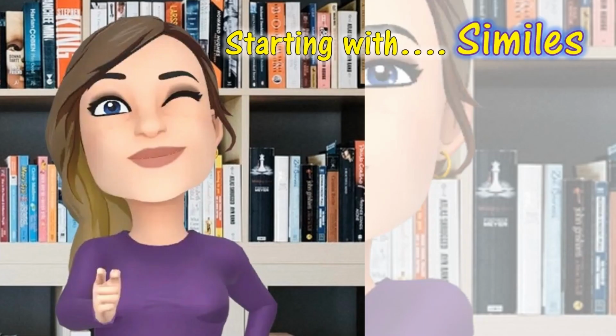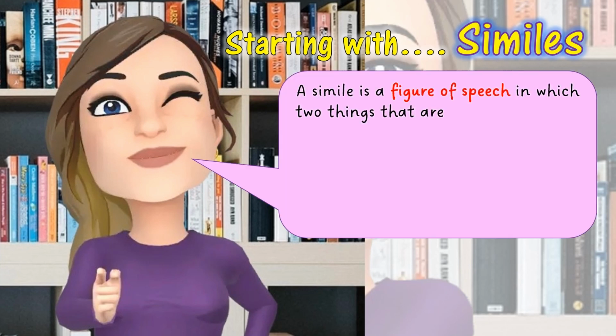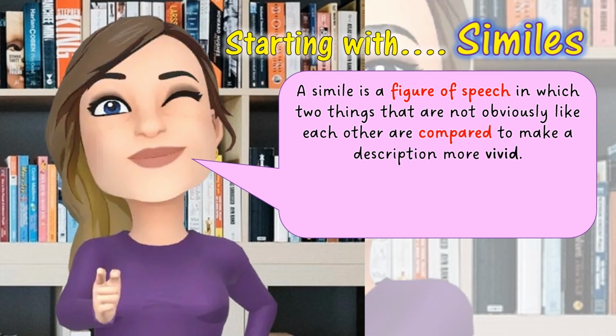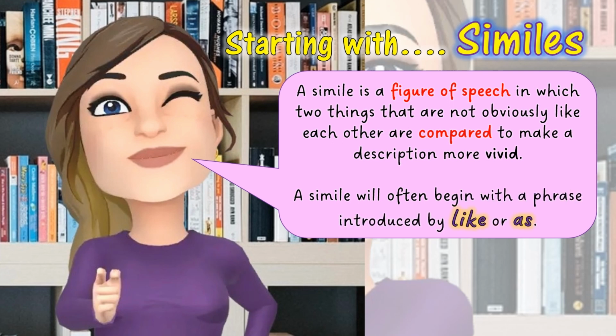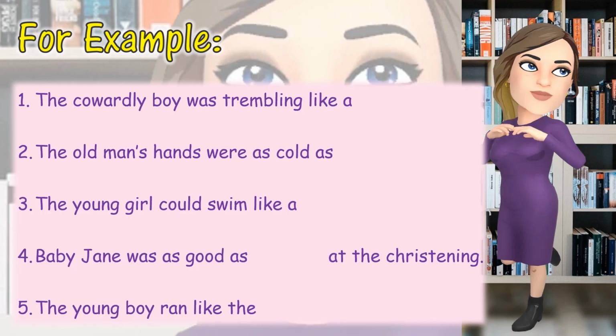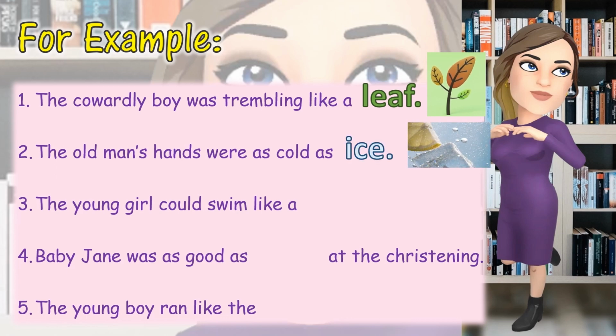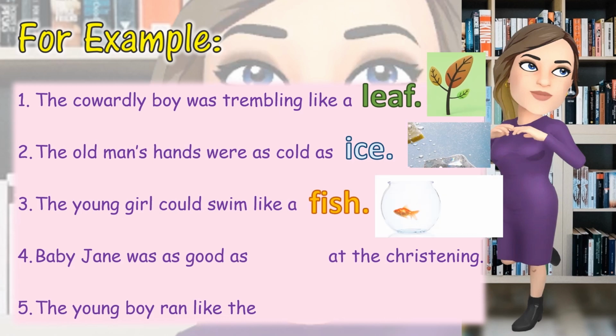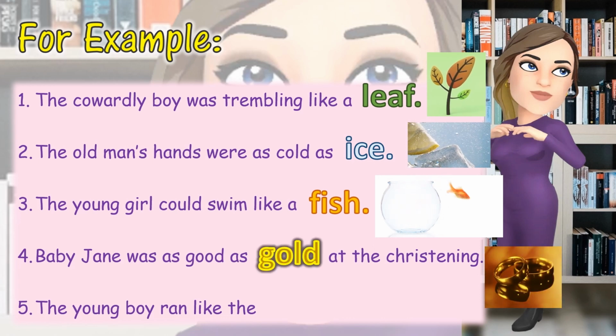Starting with similes. A simile is a figure of speech in which two things that are not obviously like each other are compared to make a description more vivid. A simile will often begin with a phrase introduced by like or as. For example, the cowardly boy was trembling like a leaf. The old man's hands were as cold as ice. The young girl could swim like a fish. Baby Jane was as good as gold at the christening. The young boy ran like the wind.